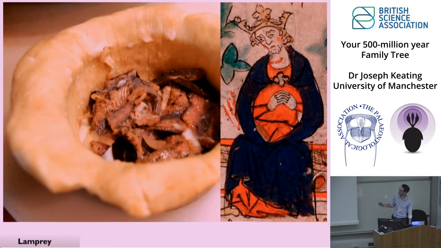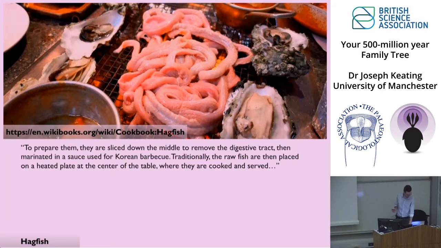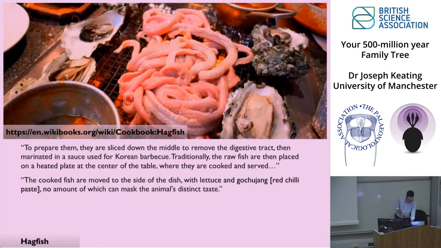But worse, much worse than the lampreys, are the hagfish, which are only eaten in Korea. So I've got some excerpts from the Hagfish Cookbook on Wikibooks, which I'm going to read because they're delightful. So to prepare them, they are sliced down the middle to remove the digestive tract, then marinated in a sauce used for Korean barbecue. Traditionally, the raw fish are then placed on a heated plate at the centre of a table where they are cooked and served. The cooked fish are moved to the side of the dish with lettuce and gochujang, red chilli paste, no amount of which can mask the animal's distinct taste.